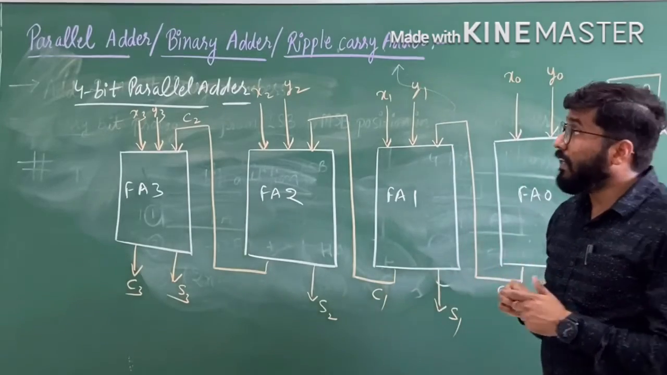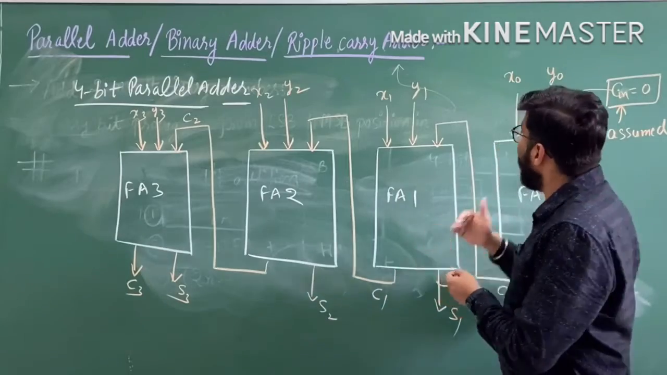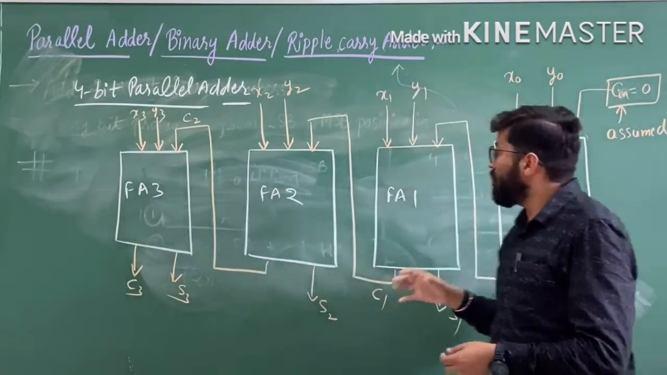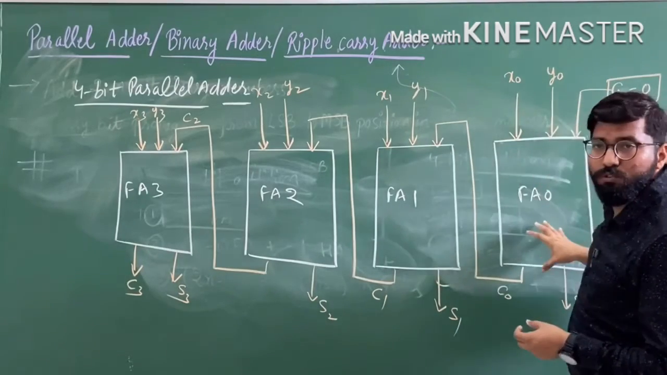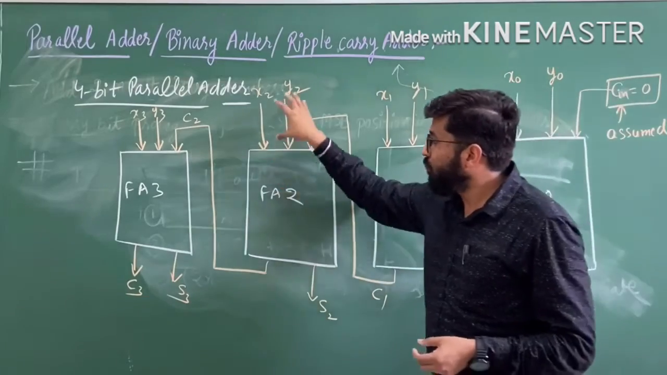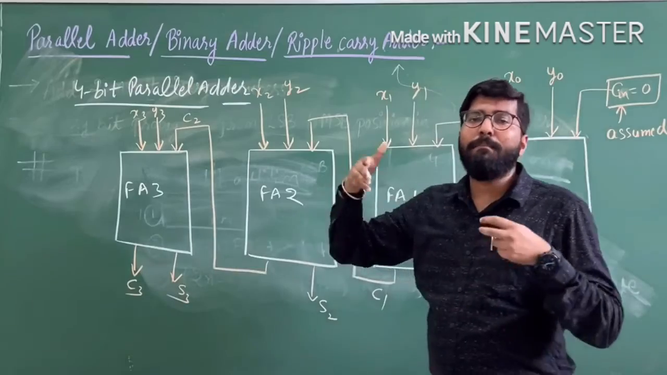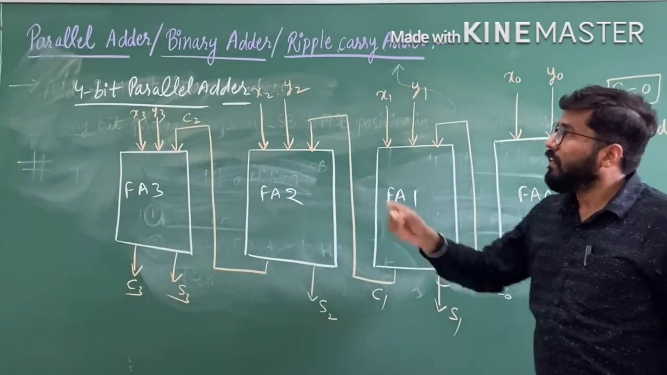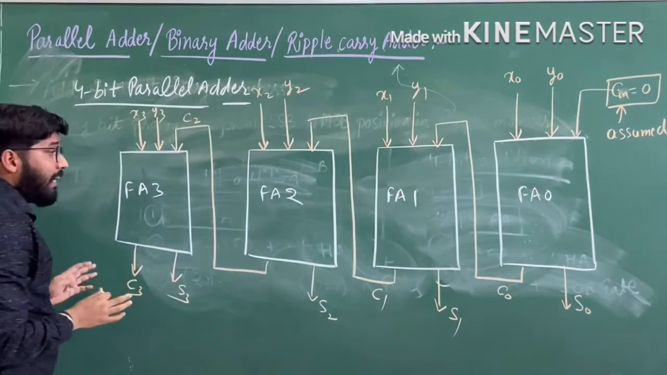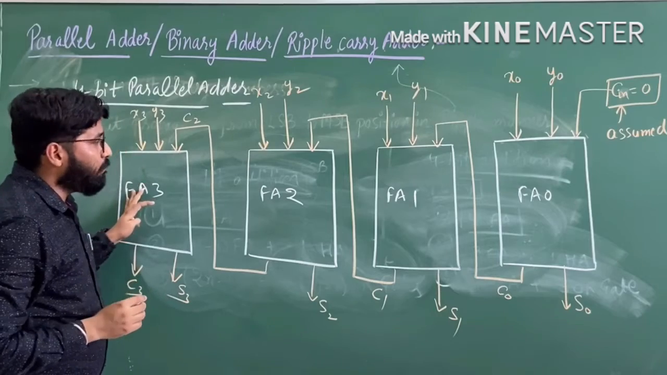Okay, why is it called a parallel adder? Because in this we can apply input to the full adders in a parallel fashion. Suppose this X0 Y0 goes to FA0, X1 Y1 goes to FA1, X2 Y2 goes to FA2, X3 Y3 goes to FA3 in a parallel fashion. That's why it is called a parallel adder. Okay, so this is the design of 4-bit parallel addition. It is clear now.